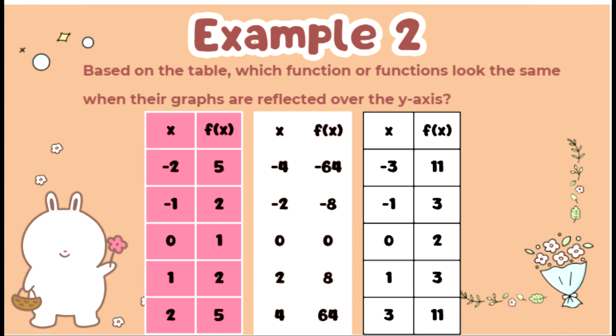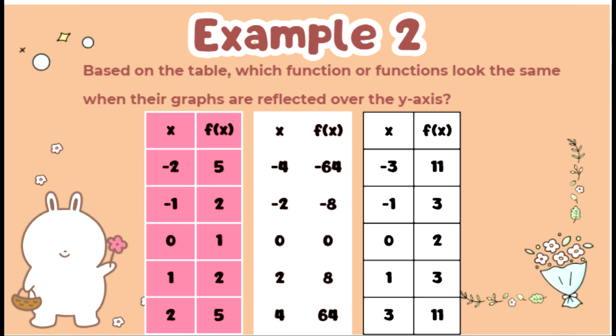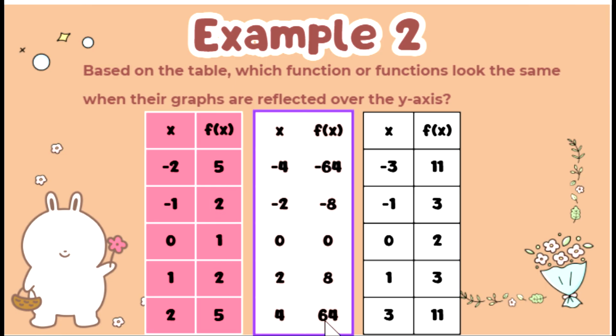Example number 2. Based on the table, which function or functions look the same when their graphs are reflected over the y-axis? This is just another way of saying which one of these are even. It can have more than one correct answer. So if we stop and look at negative 2 and 2, they both have 5. That's a good sign. At negative 1 and 1, they both have 2. So far this one works. At negative 4 and positive 4, they have 64 and negative 64. That doesn't work. At negative 2 and positive 2, they have 8 and negative 8. That doesn't work.